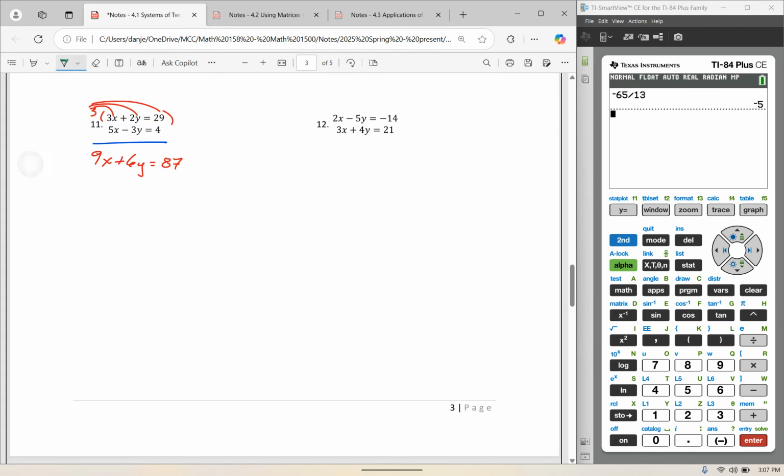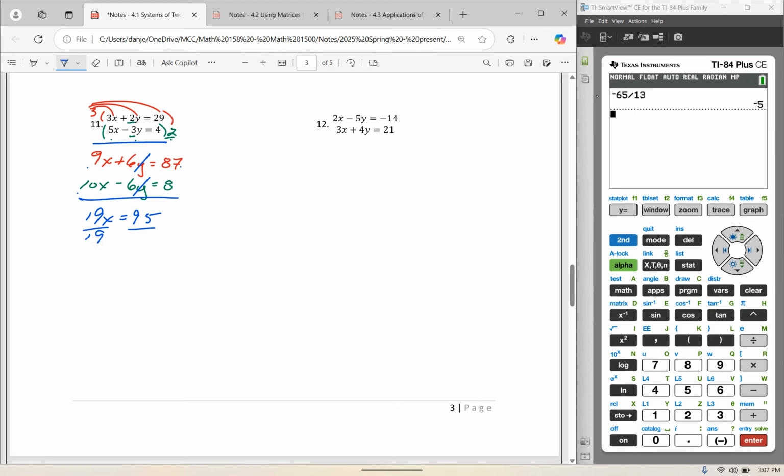I'm then going to choose to multiply the bottom equation by 2. I multiply the top equation by 3 because the bottom equation had a coefficient of 3. I'm multiplying the bottom equation by 2 because the top equation had a coefficient of 2. So 2 times the 5x is 10x, 2 times the negative 3y is a negative 6y, and 2 times 4 is 8. And what you'll notice here is that now we've got a 6y and a negative 6y, and they will cancel out. So 9x and 10x, 19x, 87 and 8 is 95.